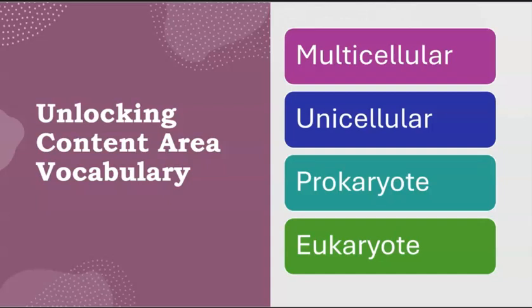And the following vocabulary, we've already unlocked the terms already. For multicellular, meaning many-celled organism. Unicellular, uni means one-celled organism. Prokaryote, so it lacks nucleus and membrane-bound organelles. Eukaryote, it has nucleus and membrane-bound organelles.